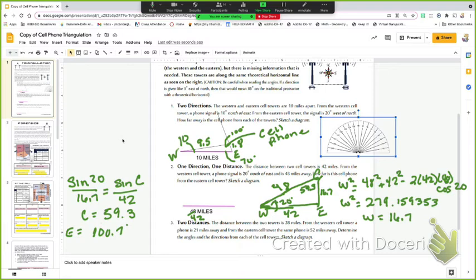Remember, when using the law of cosines, you have to find your angles from smallest to biggest. If you don't do that, you're going to run into the case that 74 degrees wasn't right. So this angle is 100.7.